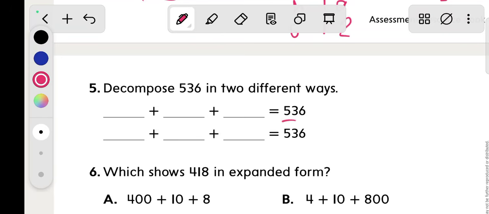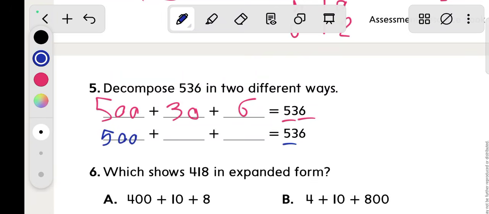So 500, you have to write 500. 30, so you have to write 30. 6, so you have to write 6. How can we put it in another form? You have a lot of ways. What is the best way ever? You have to put here 500 and 36.